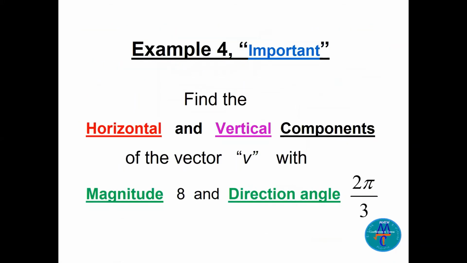Now this is an important question. It might come in many other questions. Find the horizontal and the vertical components of the vector v with magnitude 8, direction angle 2 pi over 3. Now, if you look at this question, the magnitude is 8, that's easy. Direction angle 2 pi over 3. Which quadrant is 2 pi over 3? For sure, you will say quadrant 2.